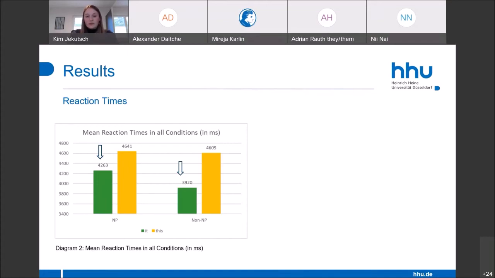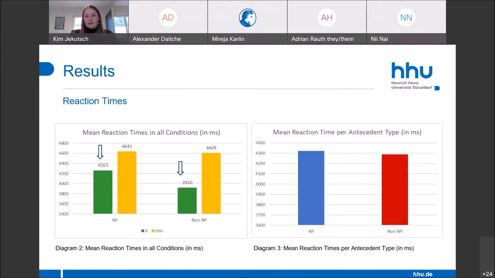When we look at diagram 3, surprisingly, the diagram shows that the mean reaction times were longer in sentences where reference was made to the noun phrase than to the predicate. But we can see here that there's only a small difference in the mean reaction times, which makes the results less meaningful at this point.